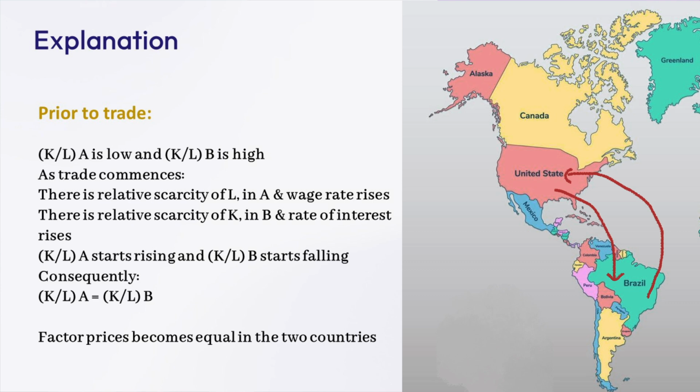Similarly, there is relative scarcity of capital in our country B, and the rate of interest rises. What happens is the capital to labor ratio in country A starts rising, and the capital to labor ratio in country B starts falling. Consequently, we will arrive at an equalization of this capital to labor ratio in both the countries, following which the capital labor ratio in country A will be equal to the capital to labor ratio in country B. And parallelly, what happens? The factor price also becomes equal in the two countries.